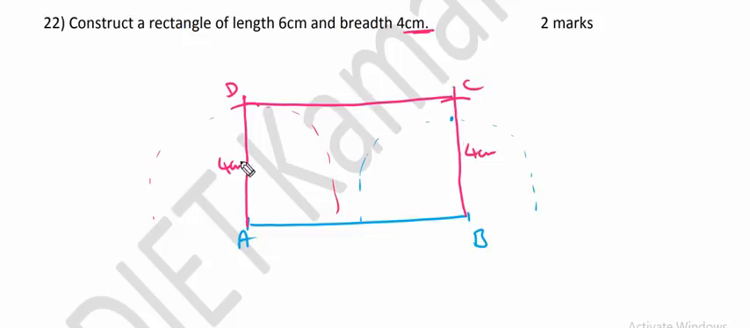ABCD is a rectangle here. So this one is 6 centimeter, this is also 6 centimeter. So this gives you a rectangle. This is the method using the scale, compass and protractor. You have to construct it like this. Now we are moving to the next one.